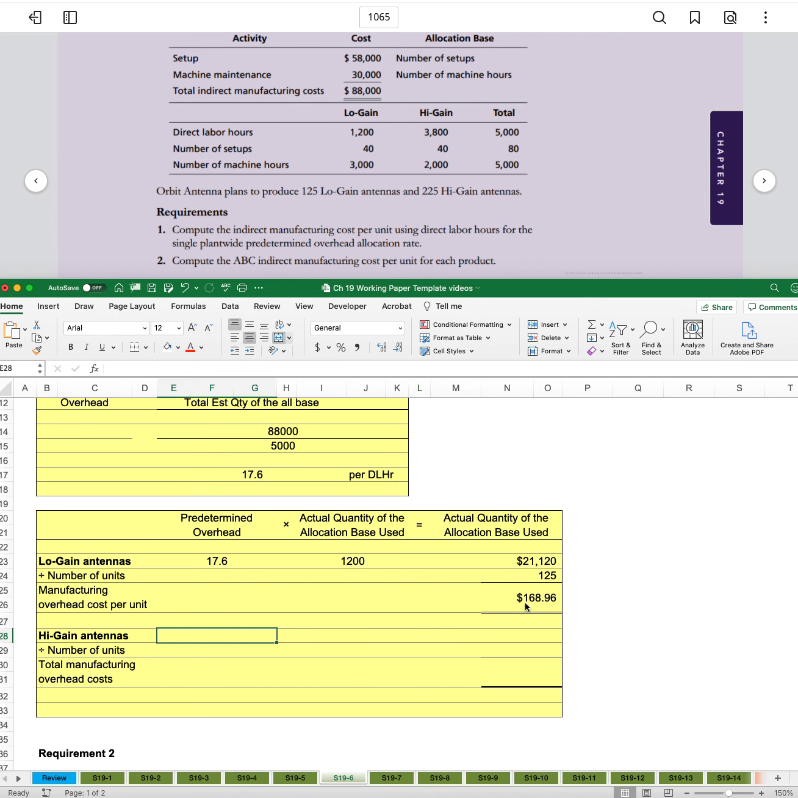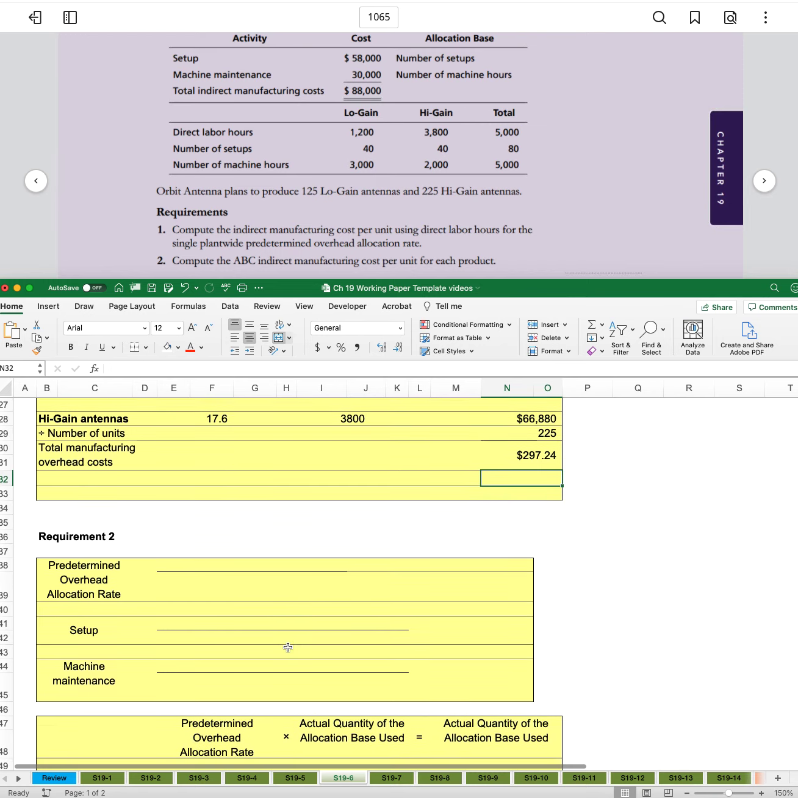For the high gain antennas, we have that same 17.60, because this is just a plant-wide allocation base. The actual quantity of the allocation base used was 3,800. So we can multiply the quantity times the allocation rate for 66,880. And that was for 225 antennas. And then we divide those for 297.24 total manufacturing overhead costs per unit.